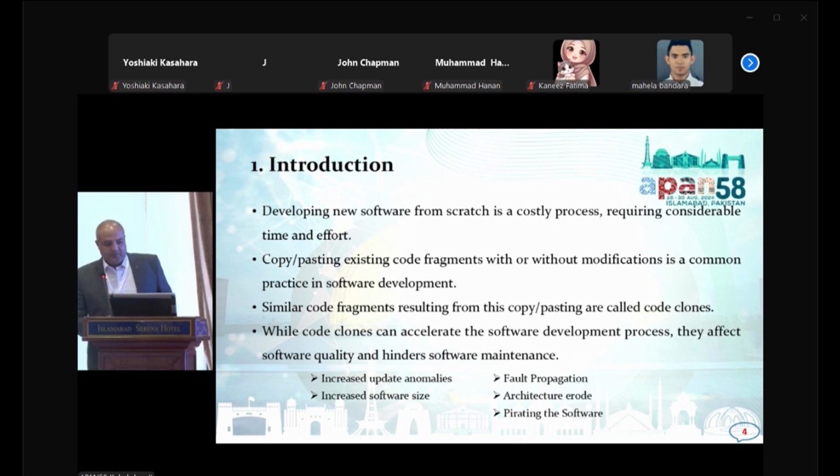As we know, developing new software is a costly process. It requires considerable time and effort. So software developers reuse existing source code in order to reduce this time and effort. The similar code fragments resulting from this practice of copying and pasting are called code clones, and the process itself is called code cloning.